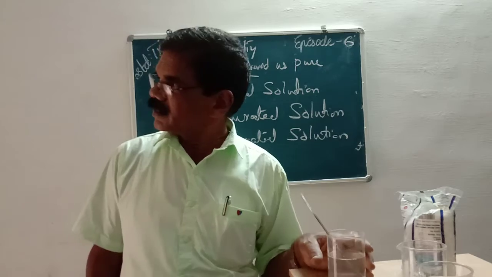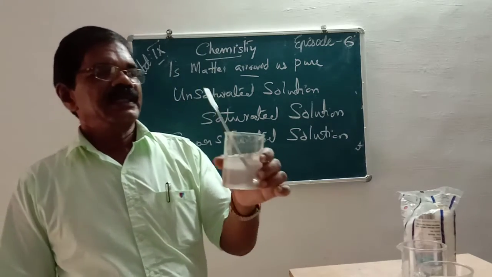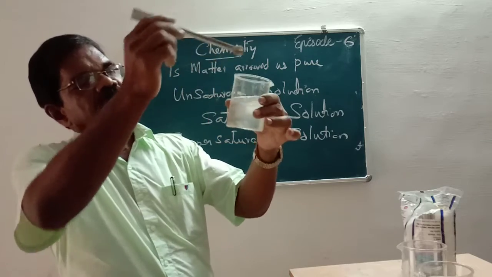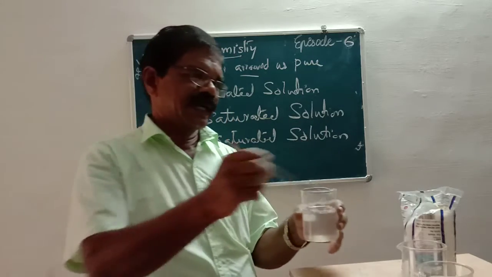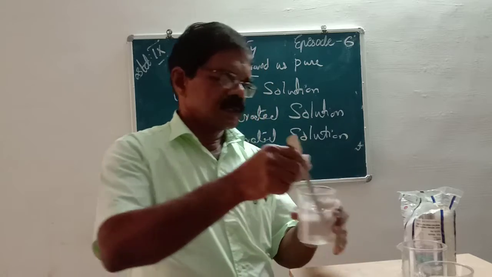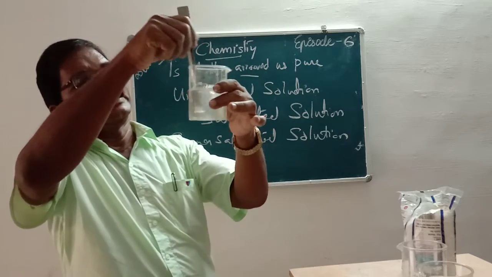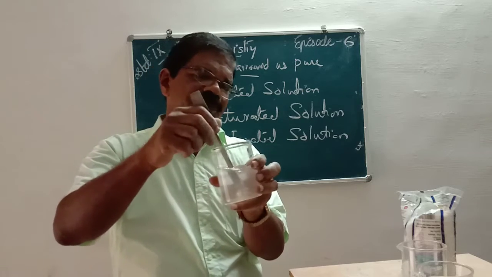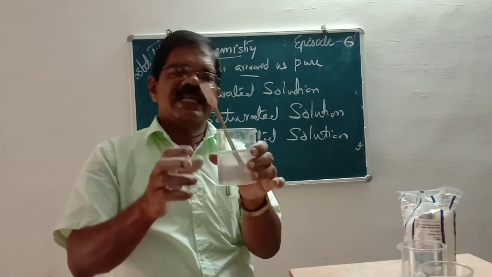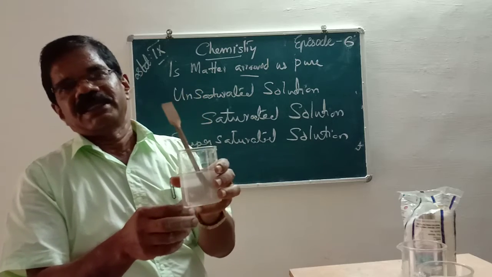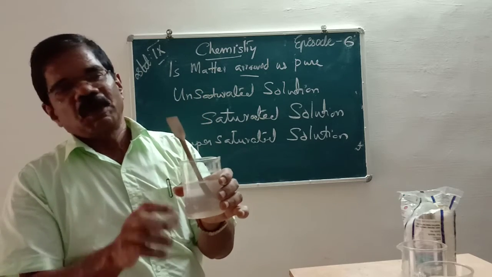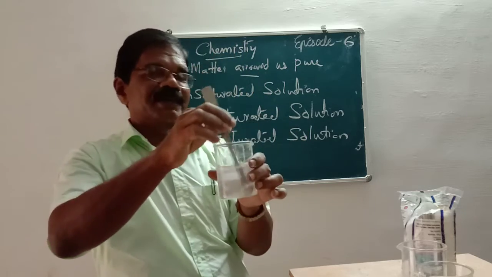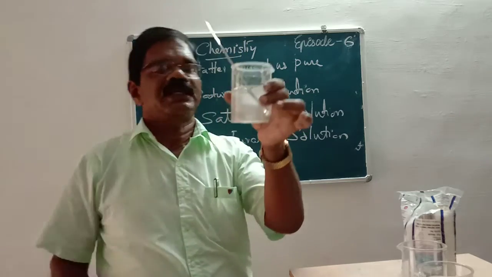We can see what they are. In this beaker, we have dissolved the maximum amount of salt. If we add more salt, it remains undissolved. The amount of solute that can be dissolved in the solvent is maximum. No more salt can be dissolved in it at the given temperature. This is a saturated solution.